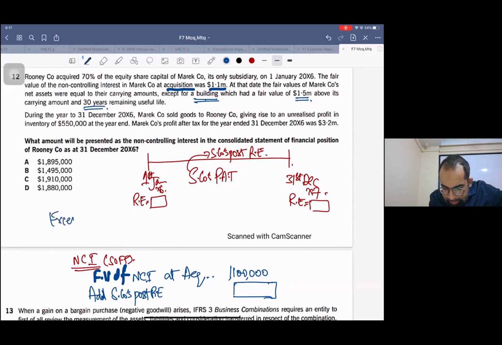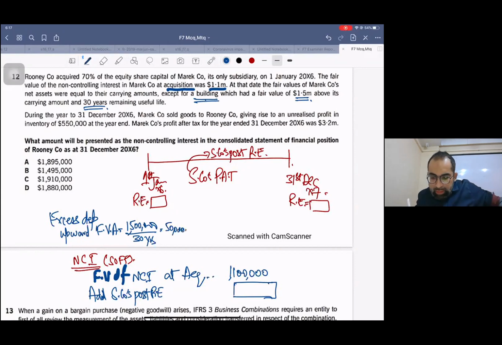Let me calculate. Excess depreciation, upward FVA. Excess or additional depreciation: 1.5 million, which is 1,500,000, divided by 30 years. Can anybody tell me what is the amount? Divide by 30. It's 50,000. So this is the additional depreciation which S company has not already booked, so we need to reduce this from S company's profit after tax. S company does not know about this fair value adjustment, so obviously S company has not yet booked this depreciation. So we need to adjust this from S company's profit after tax.